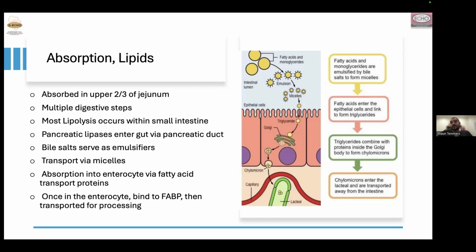They're then transported by micelles by active transportation across the epithelial surface into the enterocyte. They are absorbed within the enterocyte via fatty acid transport proteins. Then they are packaged in the enterocyte together with these fatty acid binding proteins to form chylomicrons. The chylomicrons are then transported into the lacteals, and the lacteals make their way into the systemic circulation.